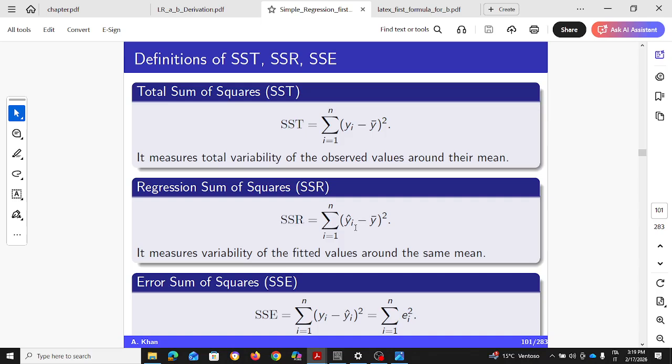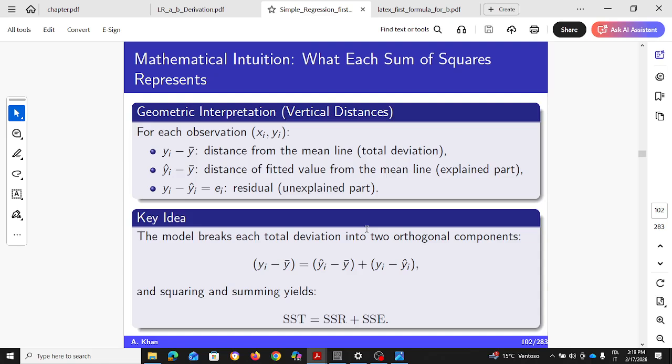And the third term is SSE, which is the error sum of squares. This is the mean of the fit. Yes. We always subtract the mean of the fitted value. The first time to the real values in the data set, and the second time to the mean. Yes. So it goes like this.